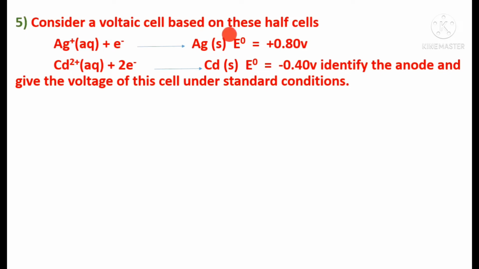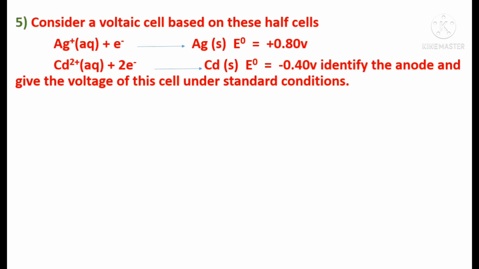Read the problem. Consider a voltaic cell based on these half cells. Two half cell reactions were given. Ag+ plus electron gives Ag, and its electrode potential is +0.80 volt. Cd2+ plus 2 electrons gives Cd, and its electrode potential is -0.40 volt. Identify the anode and give the voltage of this cell under standard conditions. In this problem, electrode potentials were given, and they are asking you to find out which electrode will be acting as the anode, and also to calculate the E0 cell, that is the EMF of the cell under standard condition.